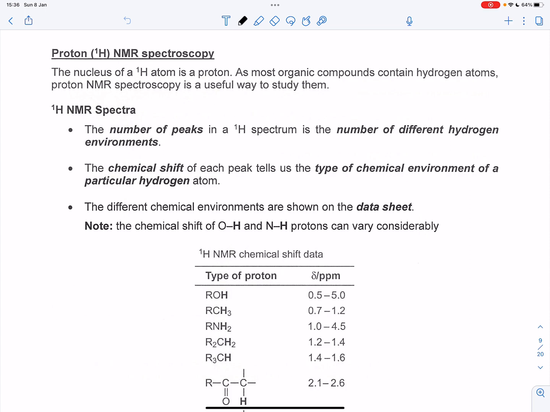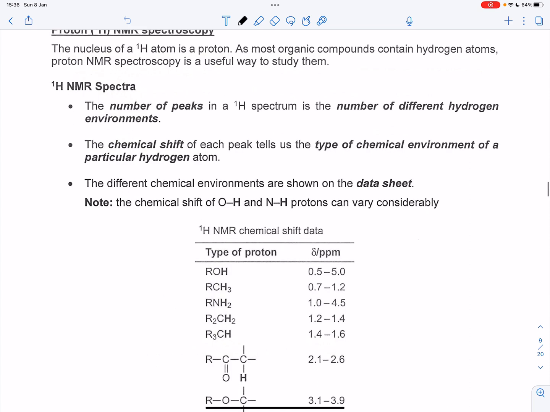So we're going to do something very similar to our carbon NMR. We're going to be looking at how many different types of hydrogen there are in the molecule rather than how many different types of carbon. So we're looking at the number of peaks being the number of different types of hydrogen. And we're going to look at where they're located. And again, our data sheet's going to help us with that.